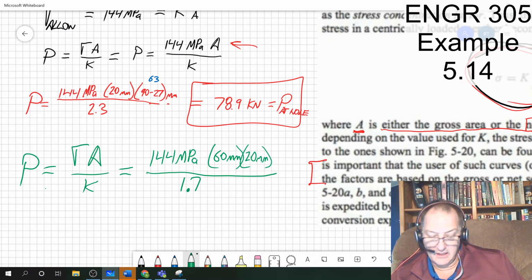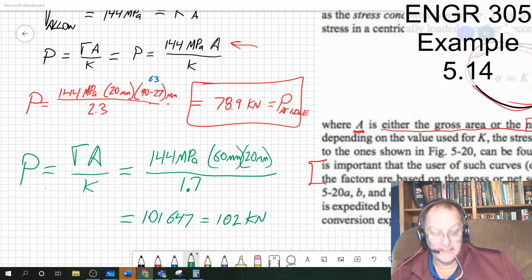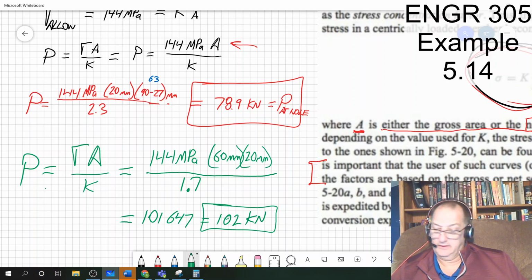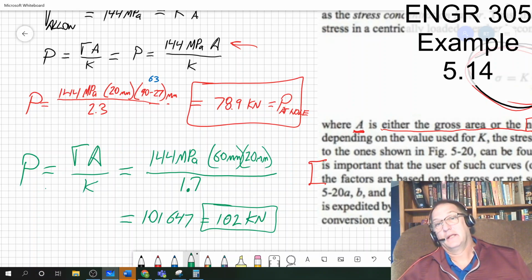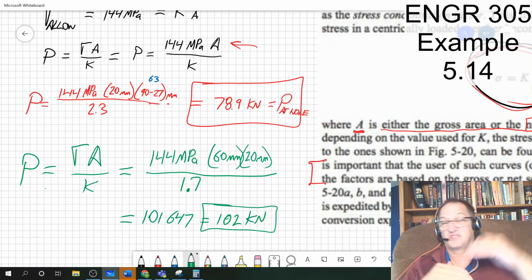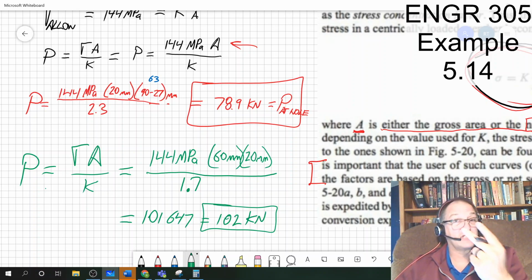And then if I calculate that out, hold on, let me grab the calculator again. So I got 101,647, and that's just 102 kilonewtons. Three sig figs, really? You can't. We could agree, but that number, 1.7, could go from 1.6 to 1.7. I know it's above 1.6, but it could have been anything in there. It would have been a reasonable guess. So I'm only accurate to 2 significant figures, not even to 3.